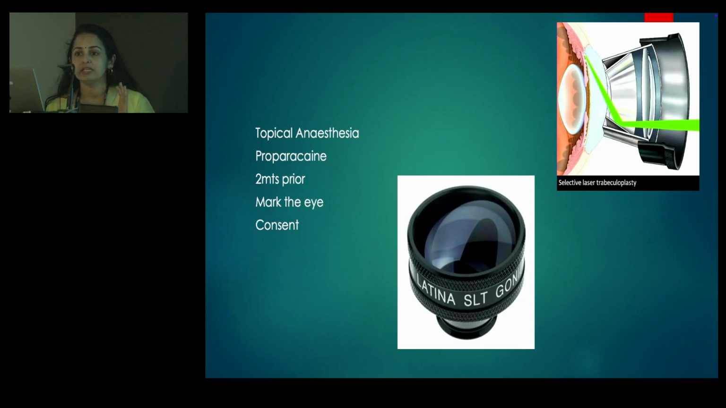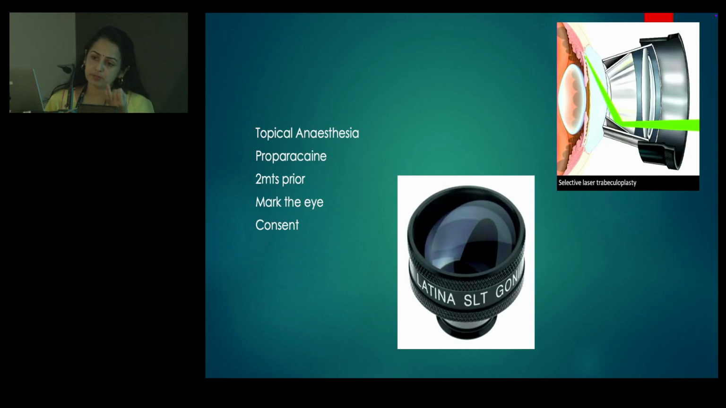Topical anesthesia: in my routine procedures, I put the topical anesthetic 2 minutes before, because I want my patient to be still during my procedure. So I would advise you to do the same, and always mark the eye. This is a small procedure. You may feel that the patient is not having any problem, no pain or bleeding or anything, but still understand the importance of marking the eye and taking the consent.